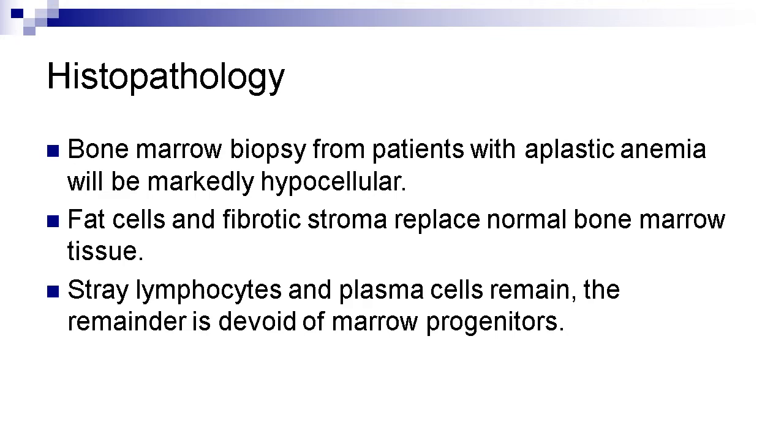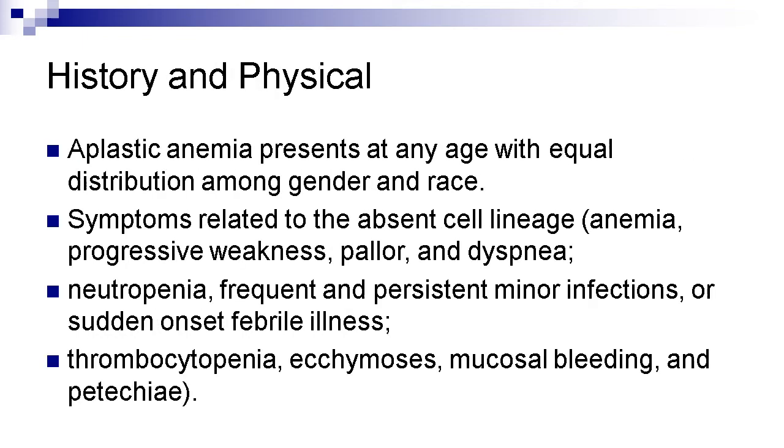Histopathologically, a bone marrow biopsy from patients with aplastic anemia will be markedly hypocellular. Fat cells and fibrotic stroma replace normal bone marrow tissue. Stray lymphocytes and plasma cells remain, and the remainder is devoid of marrow progenitors. Aplastic anemia presents usually at any age with equal distribution among gender and race. Symptoms relate to the absent cell lineage.